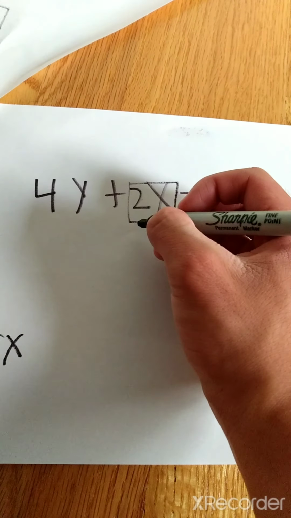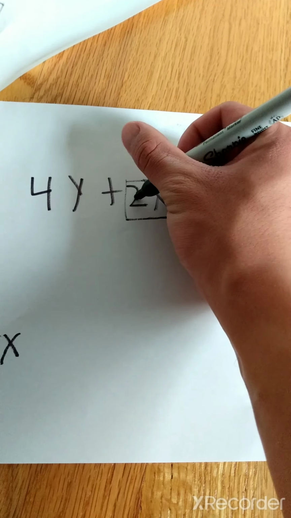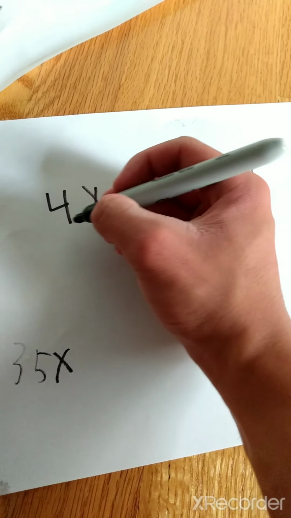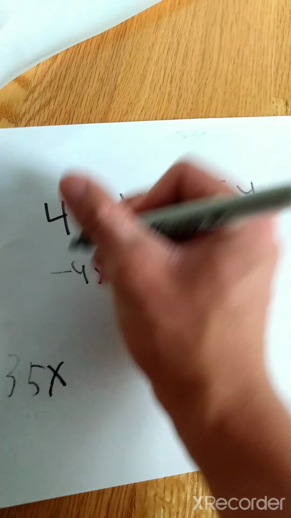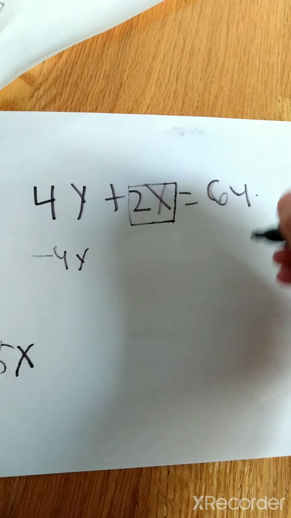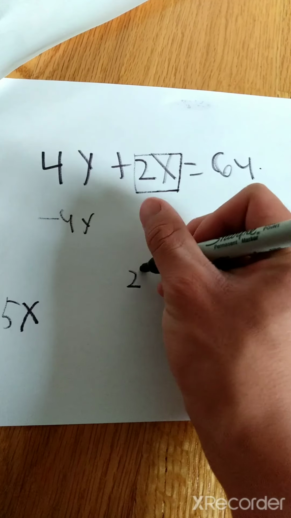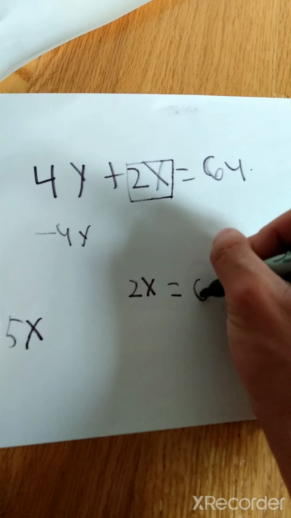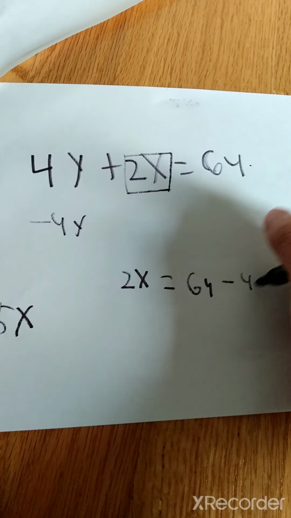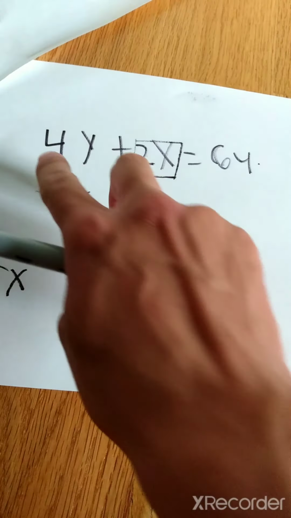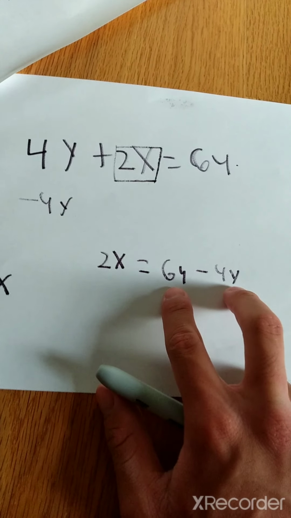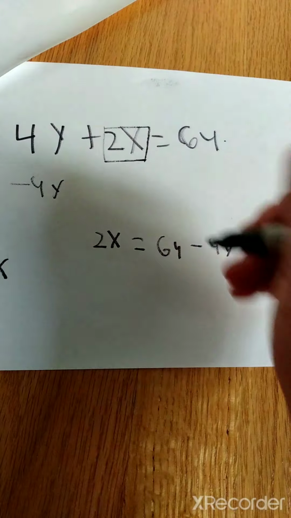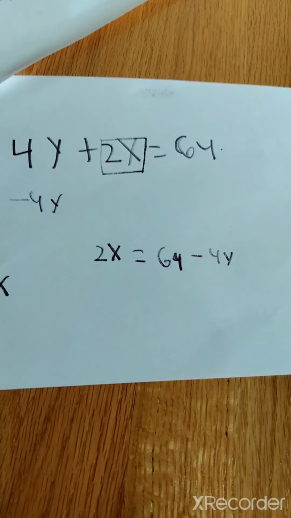The first thing to do is, since that x and that 2 are going to be isolated together, that 4y is going to become negative 4y. That x is telling that negative 4y to move and go hang out with that 64. So now we have 2x equals 64 minus 4y. We never insert anything for x and y, so we don't combine like terms. 2x equals 64 minus 4y.